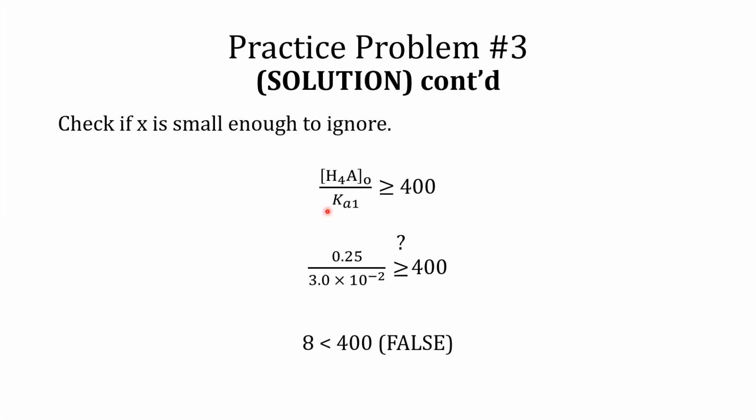To determine if X is small enough to ignore, one needs to take the ratio between the initial concentration of pyrophosphoric acid and the K1 value to see if the resulting value is greater than or equal to 400. In this case, the ratio equals 8, and since it is not greater than or equal to 400, the assumption that X is small is invalid. One needs to either use the quadratic equation or successive approximation method to solve for X. For this part of the problem, we will use the successive approximation method.